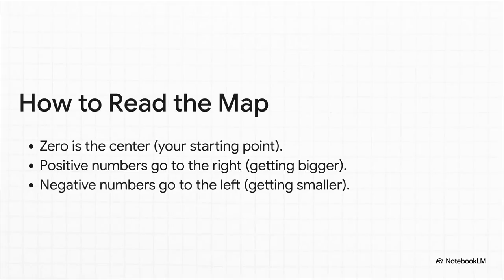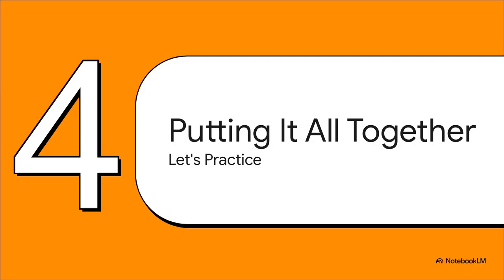Reading this map is super easy. 0 is your home base, your starting point. Any move to the right goes toward the bigger, more positive numbers. Any move to the left goes toward the smaller, more negative numbers. Just remember, right means more, left means less. That's the key. Okay, so we've got the rules, and we've got our map. Let's put it all together and just do a couple of quick practice questions to really lock this in.